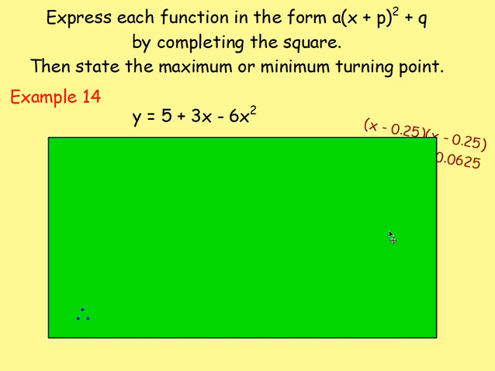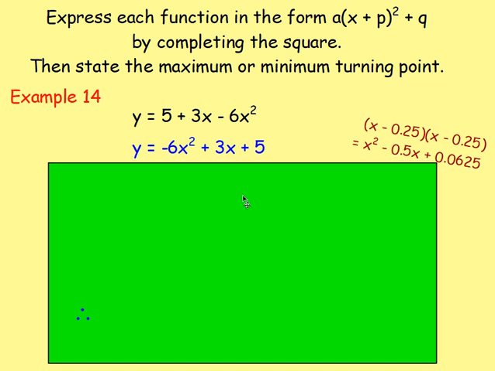Last one, example 14, y equals 5 plus 3x minus 6x squared. So for this one, again, our x squared term has a negative in front of it and a number in front of it. Writing it back to front, I've got negative 6x squared, leave the plus 3x, leave the plus 5, and from there, take out negative 6 as a common factor.